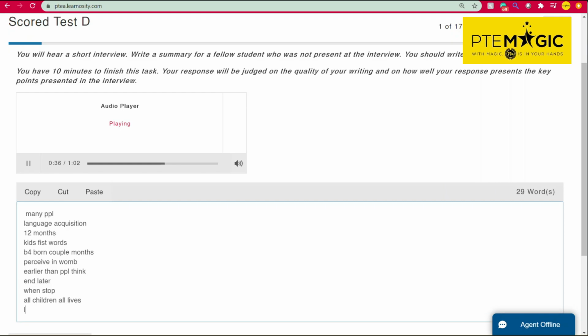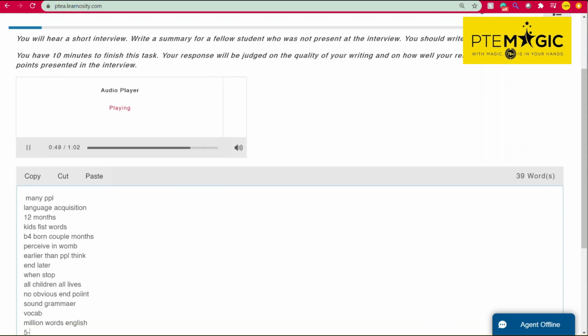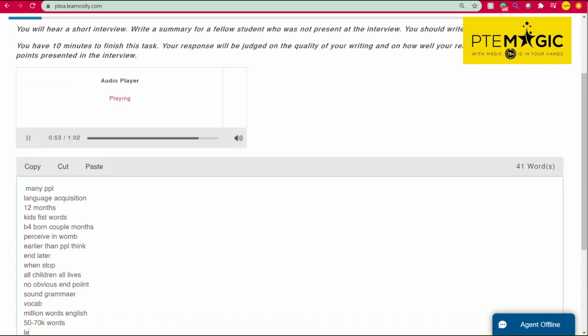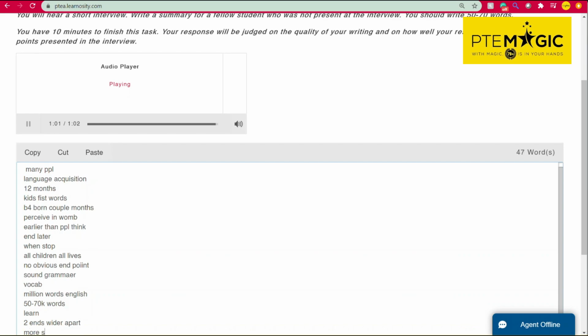For learning sounds, of course, there is, and for learning grammar, there is, but vocabulary, that goes on for the rest of our lives. A million or more words in English, and most of us only have a vocabulary of 50, 60, 70,000 words or whatever it is, and so there's always something more to learn. So remember that the two ends of child language acquisition are wider apart than some people think, and that means there's more scope for studying it than most people think.